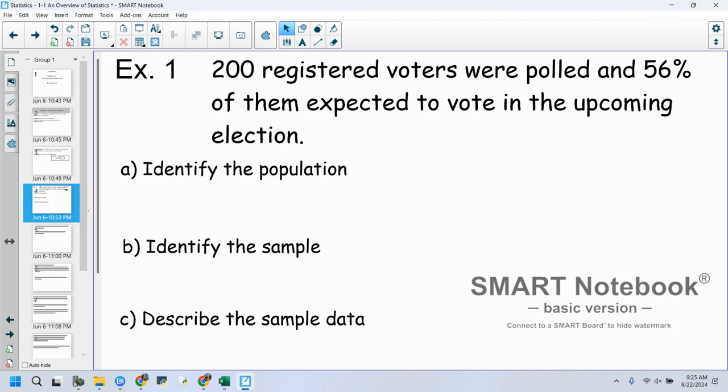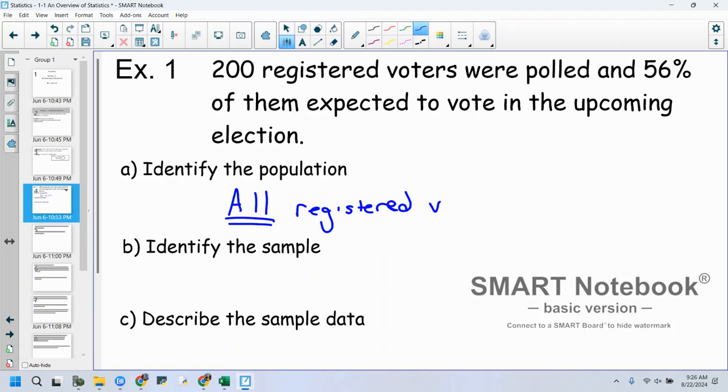So 200 registered voters were polled and 56% of them expected to vote in the upcoming election. What is the population of this? Total registered voters. All registered voters. That would be the population. Okay, all registered voters, and I'm going to emphasize all registered, sorry about my poor handwriting, voters. All registered voters. That is the population.